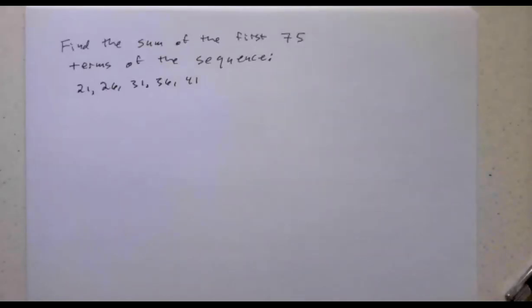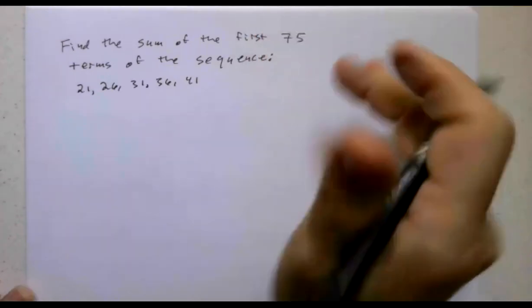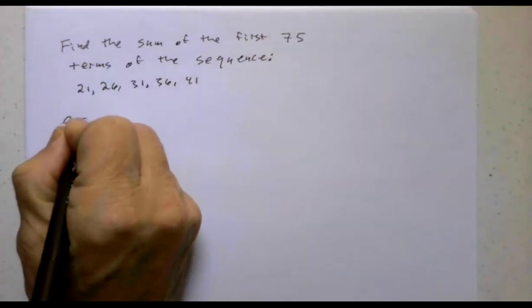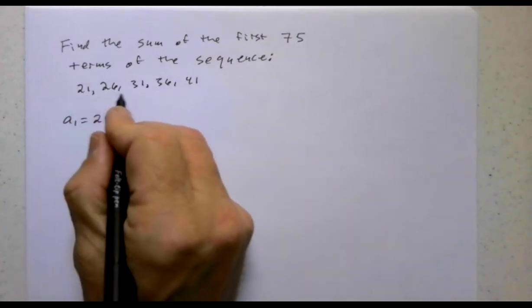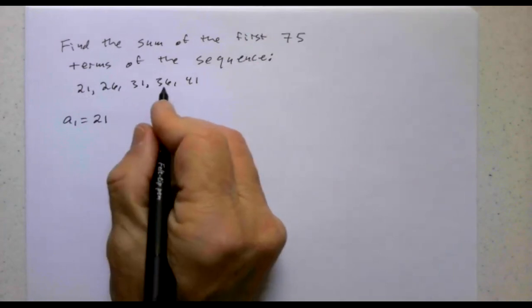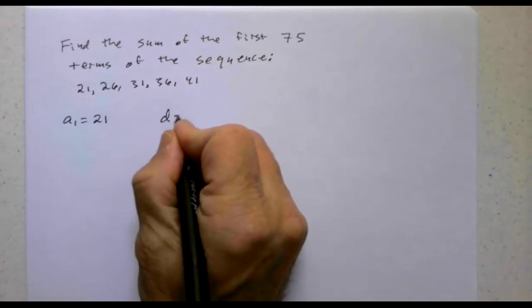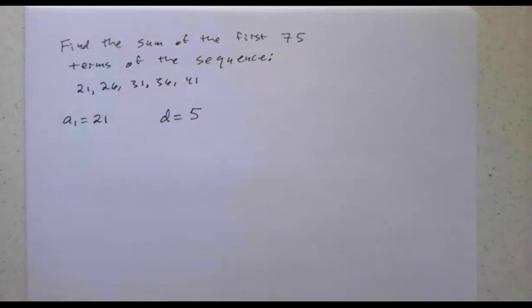We want to find the sum of the first 75 terms of this sequence. So what do we know? Our first term, a sub 1, is 21. This is arithmetic. 21 to 26 is up 5, 26 to 31 is up 5, 31 to 36 is up 5, etc. So the common difference is 5.